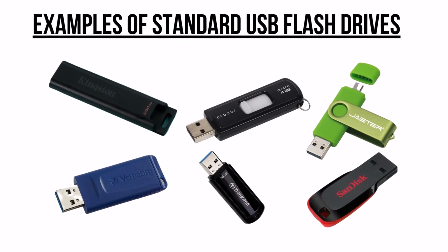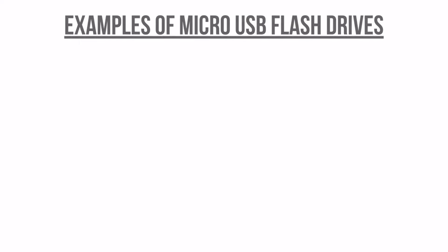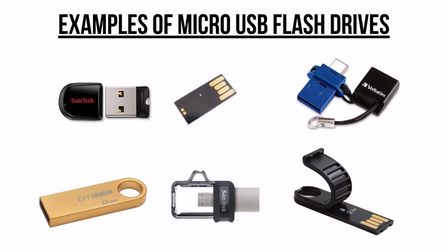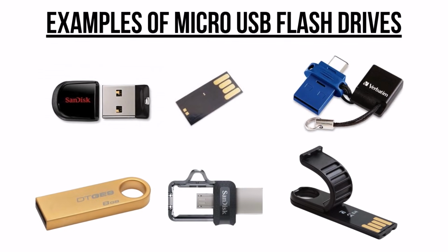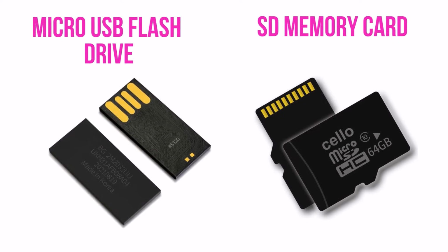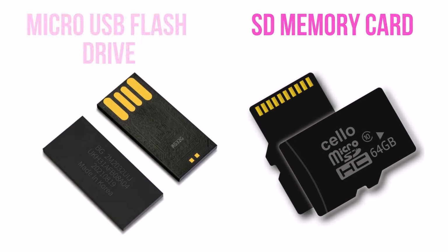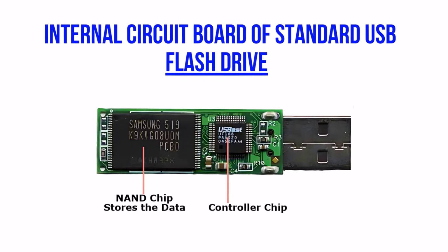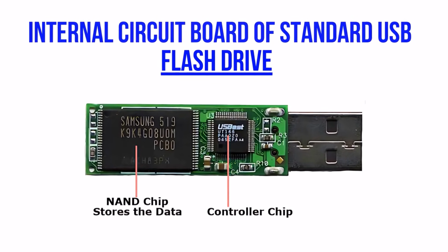These are examples of standard USB flash drives. Examples of micro USB flash drives. The reason why this approach is not applicable to a micro USB flash drive is because micro USB flash drive and memory card have a single or integrated controller chip for the USB controller and the storage chip. Unlike the standard USB flash drive, which has two separate chips, that is the controller chip and the storage chip.